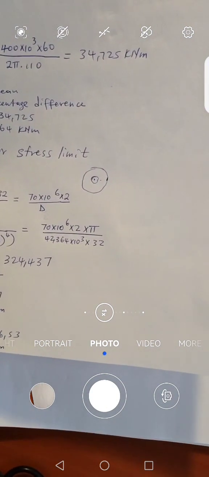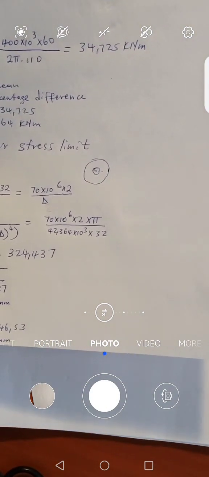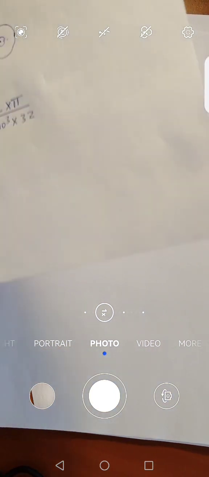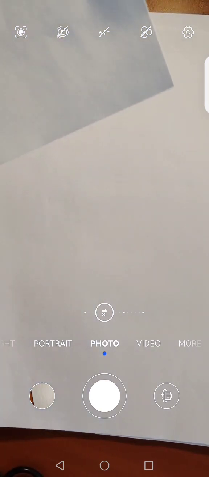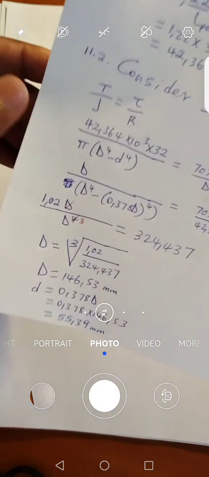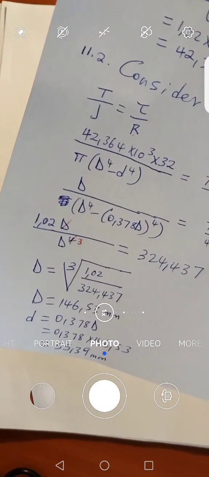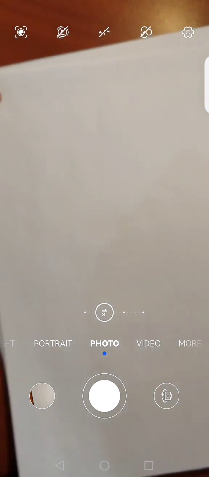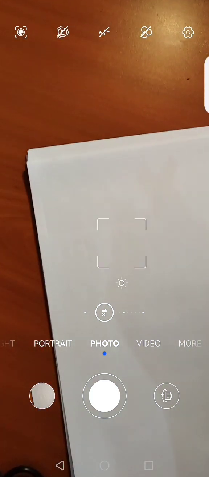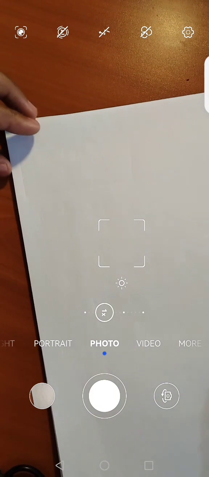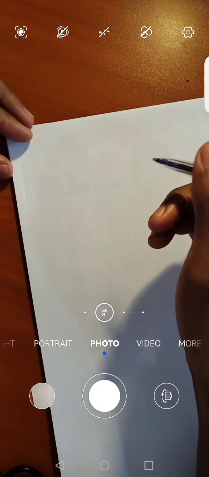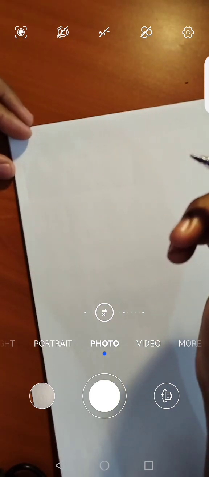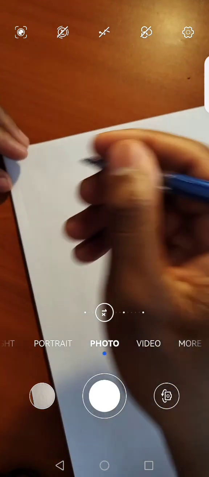what's that question? Is it 11.2? We are done with 11.2. Now we're going to 11.3. So what is guaranteed here is that if we use these sizes, the stress in our shaft won't be more than 70. So now on the next question, we have to consider a different limit. We have to consider, what are they saying? Angle of twist.